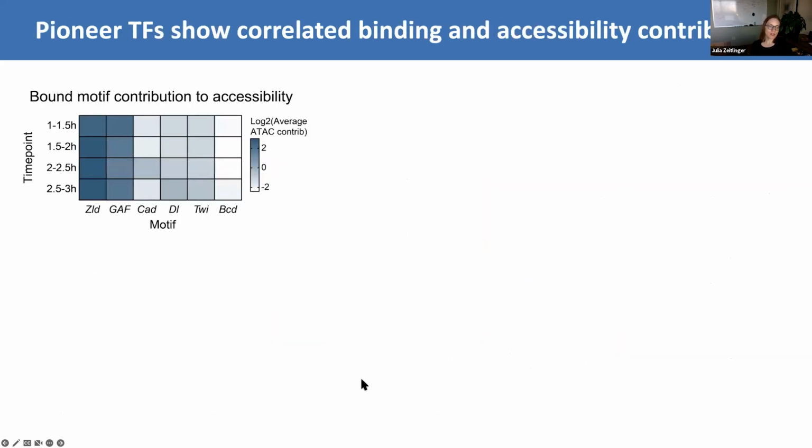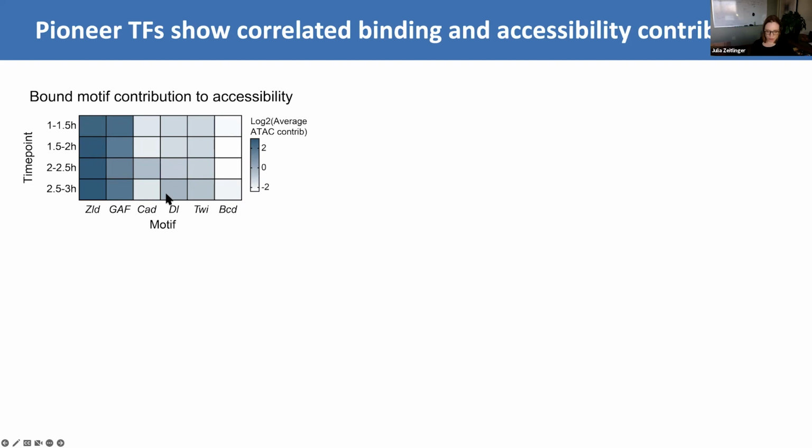Okay, so first of all, we're looking at how important the motifs are for accessibility in general. As you saw in the individual example, Zelda is very important, and that's what we expected across the time course. GAGA factor, which we thought was opening chromatin, indeed in this model does really open chromatin. And then we see a contribution of the other transcription factors, but just a little bit. So that raises the question, what are the rules that it learned?